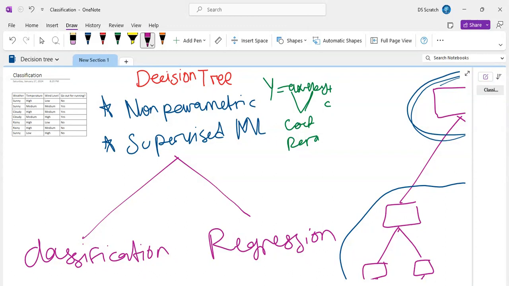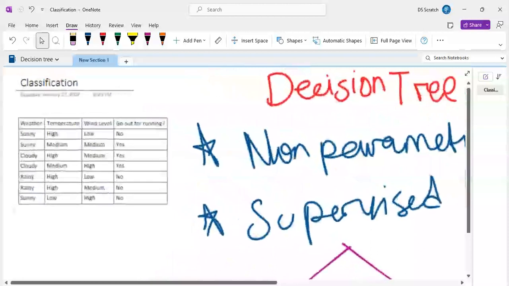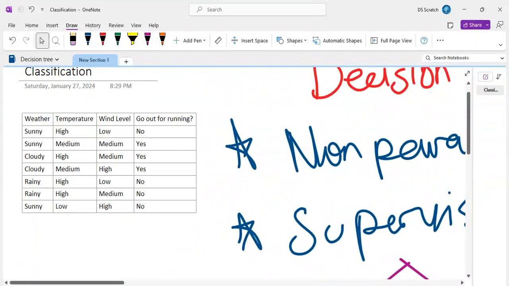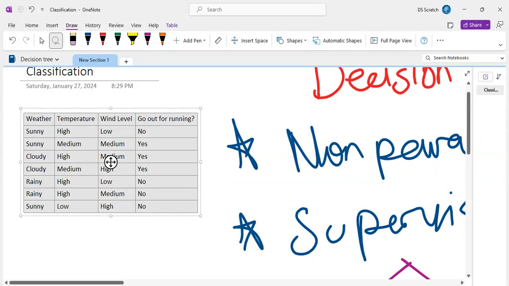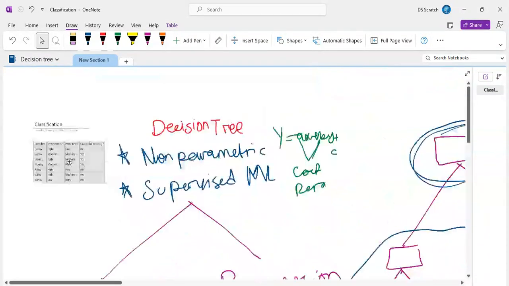So this is all about the definition and some background on the decision tree. Now let's dive into the mathematics behind the decision tree. For that purpose, we are using a simple data set which is available here. We will predict if someone will go out for running, which is yes, and if someone will not go out for running, which is no, based on the weather condition, the temperature, and the wind level. Okay, so let's select this table and paste it down.